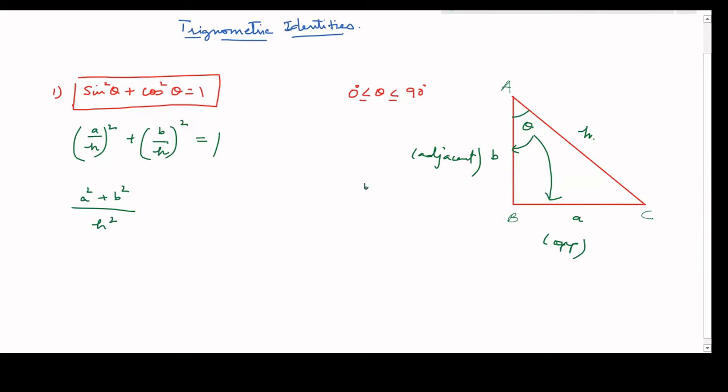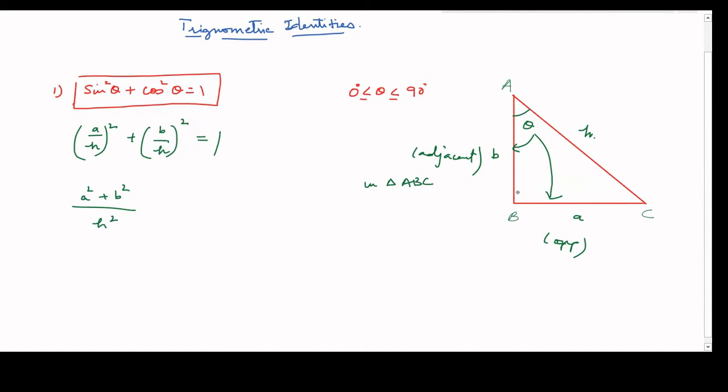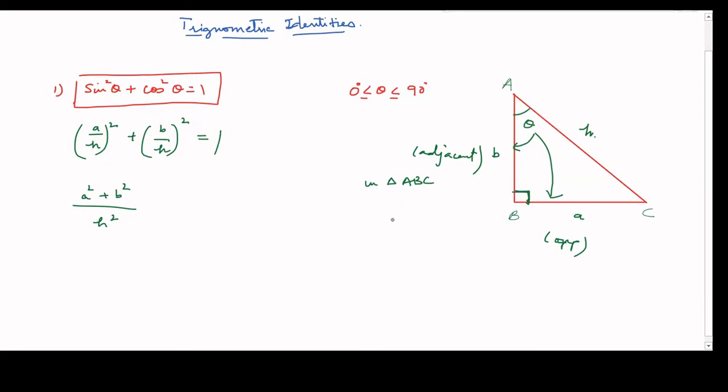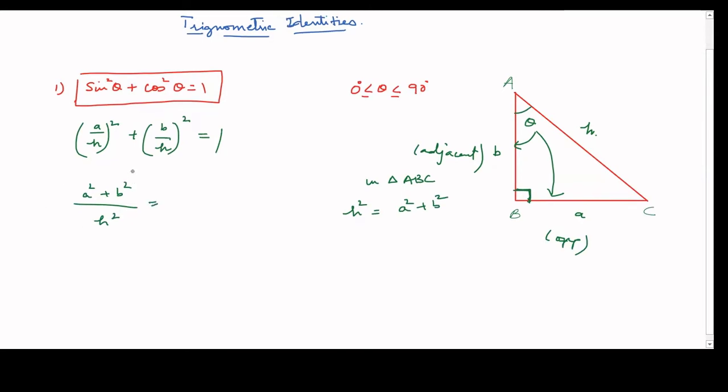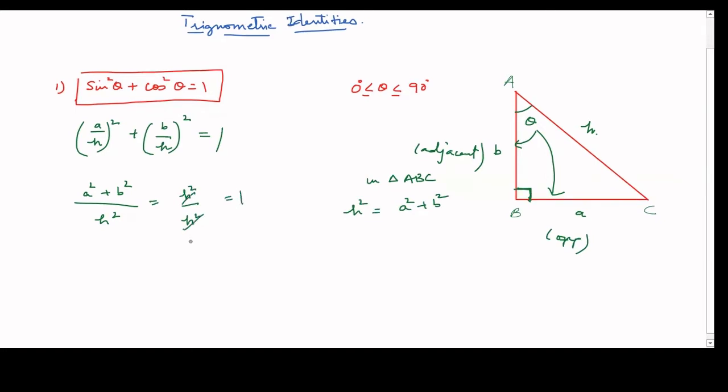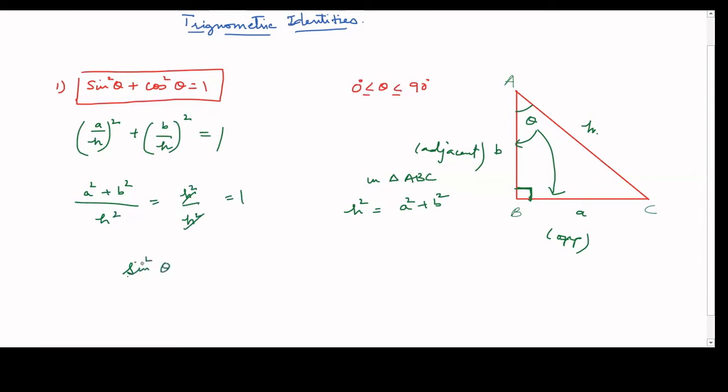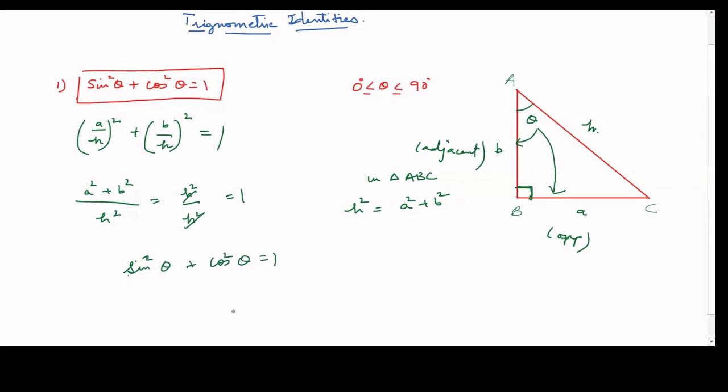But if we see in triangle ABC, this is the right angle triangle right at B, so we know through Pythagoras theorem, H squared equals A squared plus B squared. So my A squared plus B squared can be rewritten as H squared over H squared, which gives us 1. So we proved sine squared theta added to cos squared theta gives us 1.